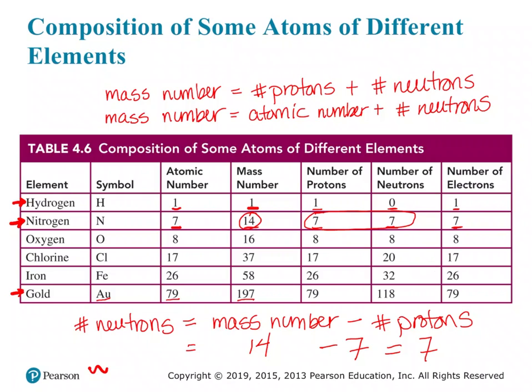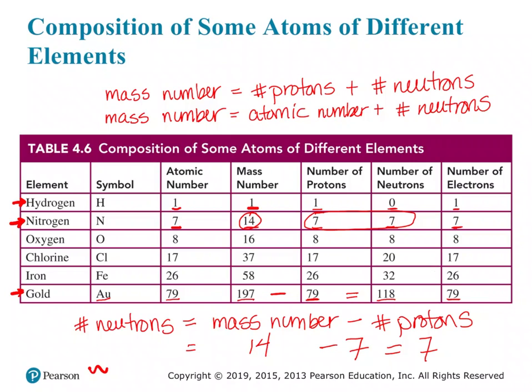So the atomic number, remember, is equal to the number of protons. So we would have 79 protons. And then we can take the difference between 197 and 79, and that will give us the number of neutrons, which is 118. Now, we can also determine the number of electrons because that will be equal to the number of protons. So the number of electrons is 79.